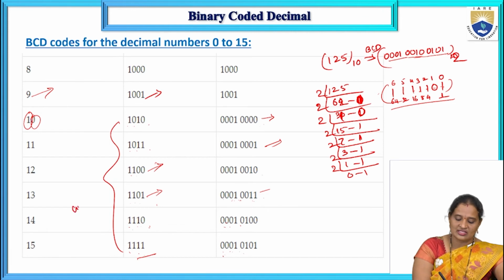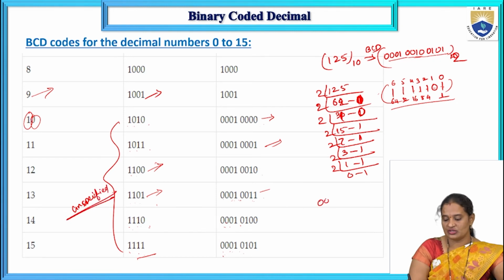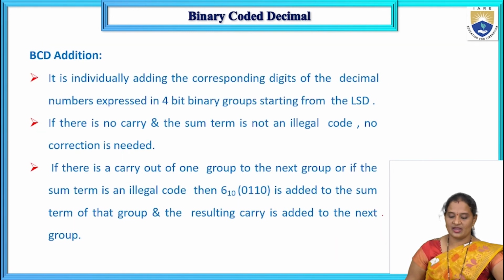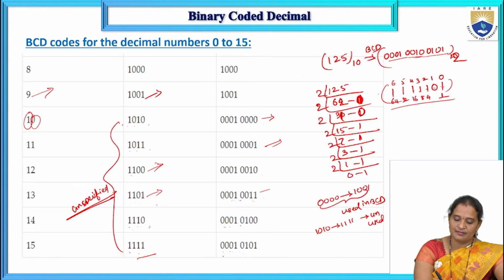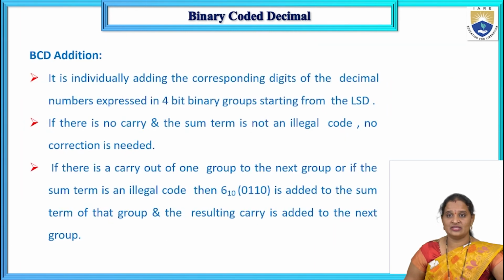These are unspecified combinations in case of BCD code. Only 0000 to 1001 are used in BCD, whereas 1010 to 1111 are unused, or else we can also say unspecified. So if the sum result is any one of these 6 codes, then it is said to be an illegal BCD code.